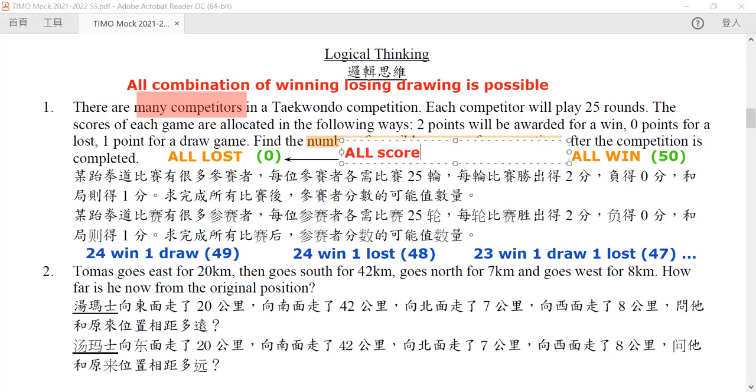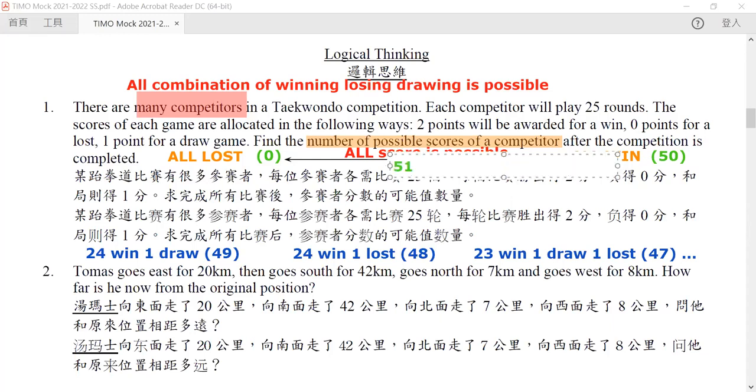All scores are possible. So how many possible scores are here? You can get from 0 to 50. So the number of possible scores is actually 51. So remember, from 0 to 50, there are 51 different scores. So our answer is 51 in this question. Okay, the answer is 51.